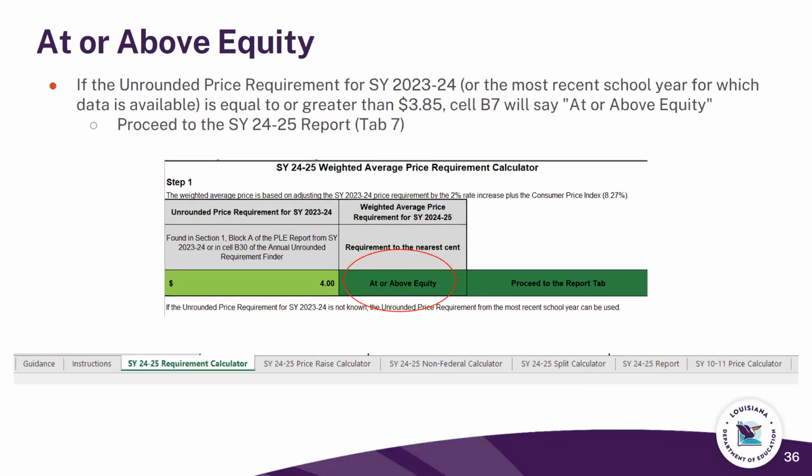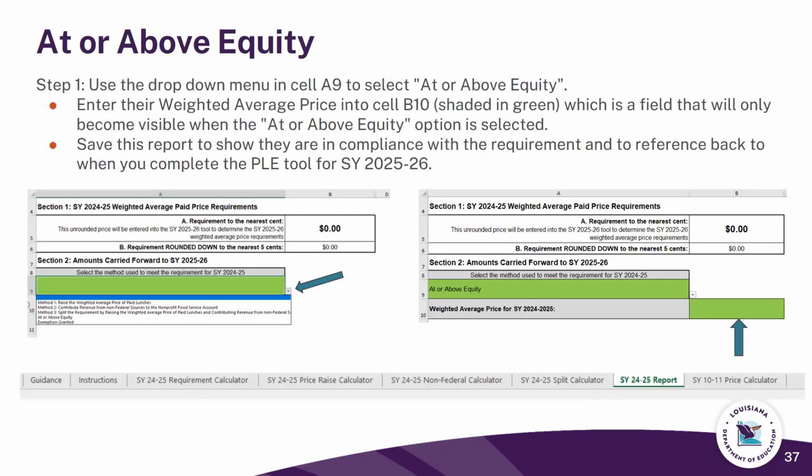If the unrounded price requirement for school year 23-24, or the most recent school year for which data is available, is equal to or greater than $3.85, cell B will say "at or above equity." Proceed to the school year 24-25 report, tab 7. At or above equity in the school year 24-25 report, tab 7.